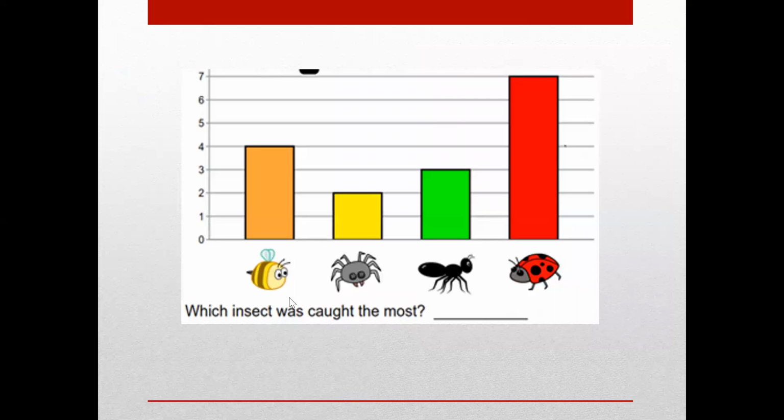Now, have a look at this image and answer this question. Which insect was caught the most? Okay. What is the meaning of most? Most is the key word here. Most means many, maximum. So which one is the highest number here? You see number 7 is the highest and this line ends here, which means the poor ladybug got caught most of the times. Let's move on.